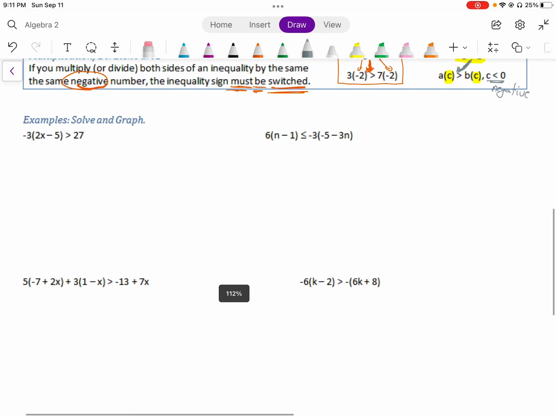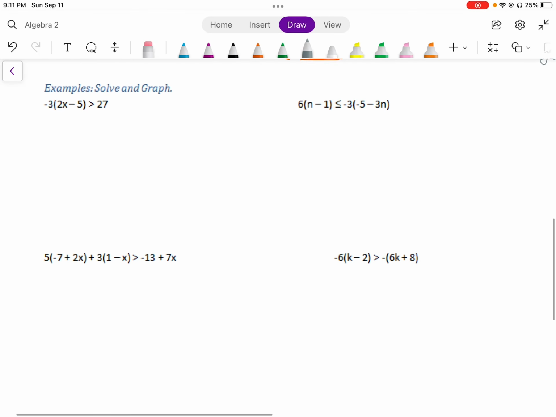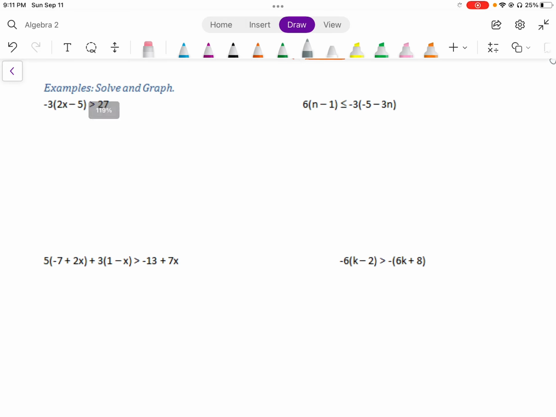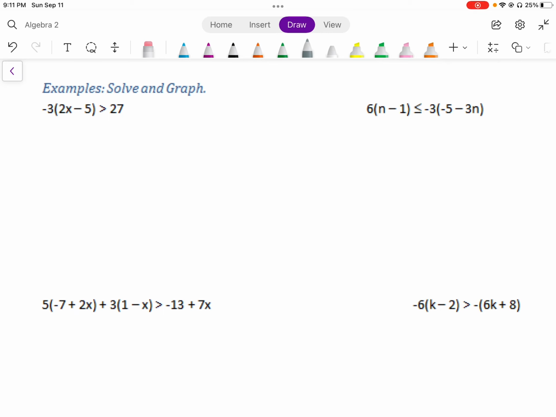So we can solve these 4 inequalities. It says solve and graph, so we'll draw a little number line for our answer. Some questions later on you will have to draw a graph, others you won't. So we have negative 3 times 2x minus 5 is greater than 27. Well, we still can use the distributive property. We get negative 6x plus 15 is greater than 27. We're going to continue solving.